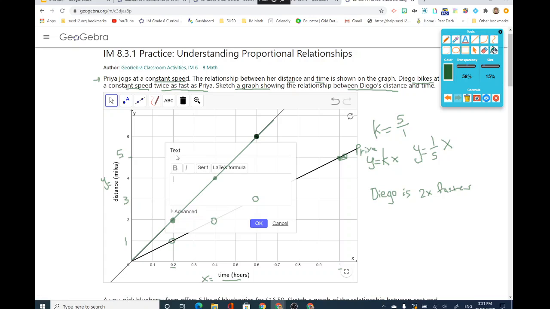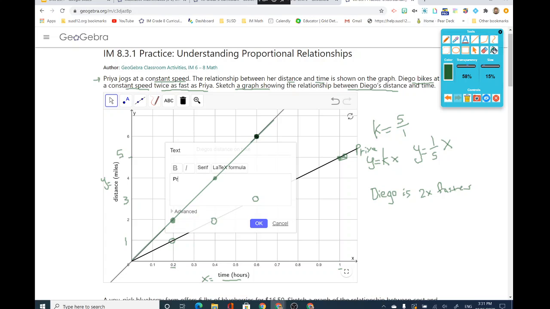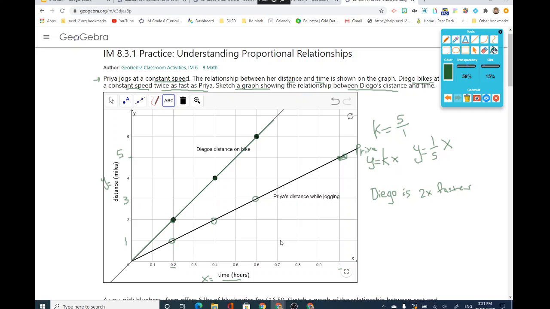So what do you think you want to call this line? Diego's distance on bike, maybe? I don't know. Let's label that. Diego's distance on bike. And then this line. What is the label for this line? Priya's jogging. Priya's distance while jogging, maybe? Okay. There we go. Good job, guys.